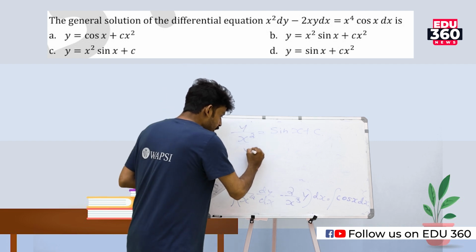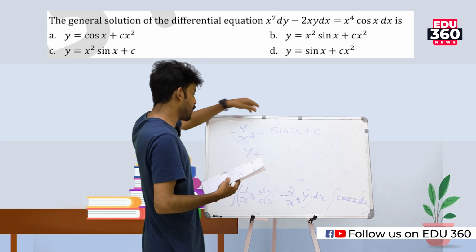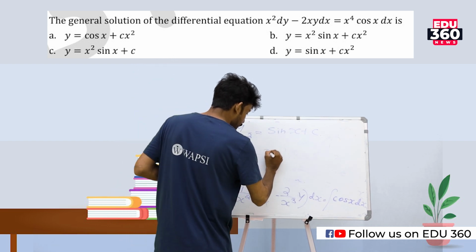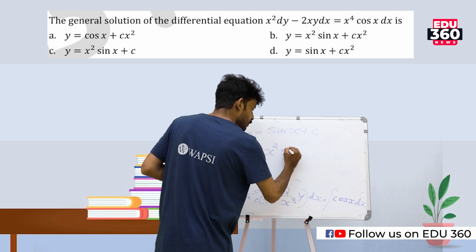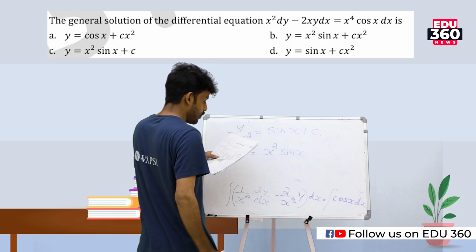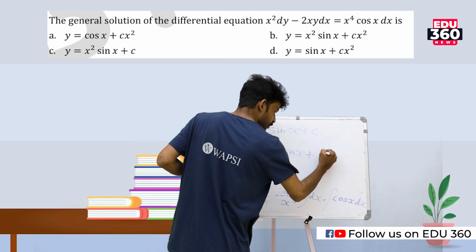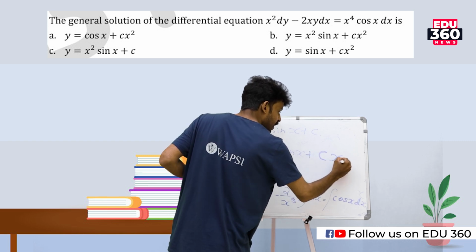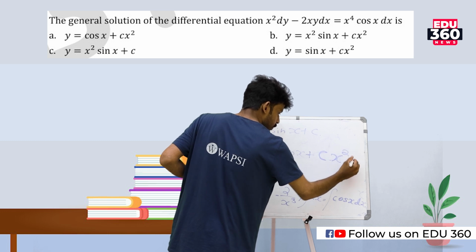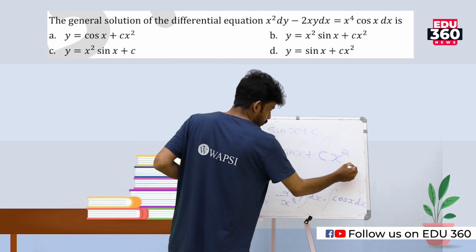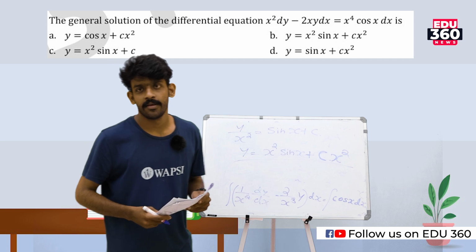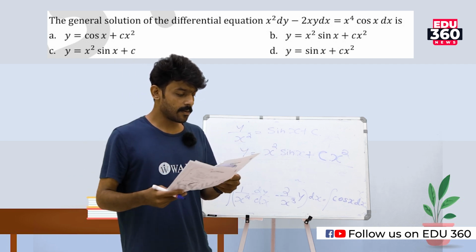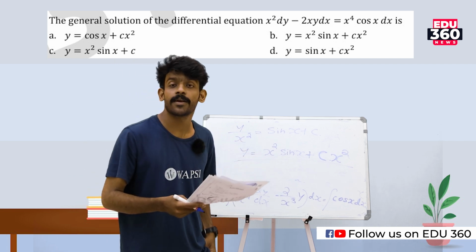We can write y is equal to, just multiply here, x square into sin x plus c into x square. So this is the final answer. So my dears, for this question, option B is the final answer. Option B is the correct answer for this question.